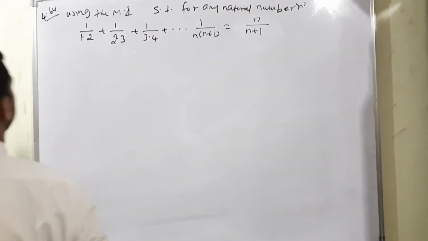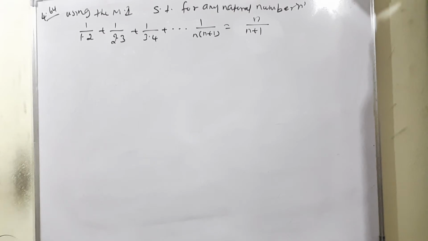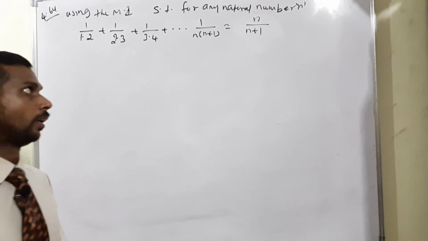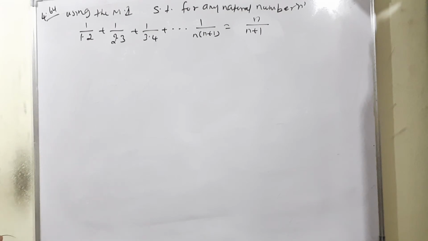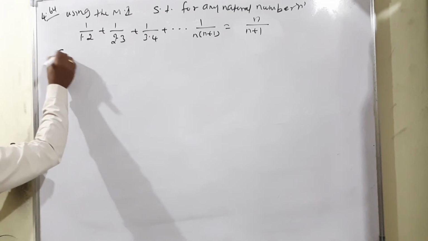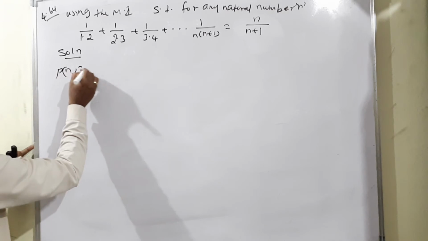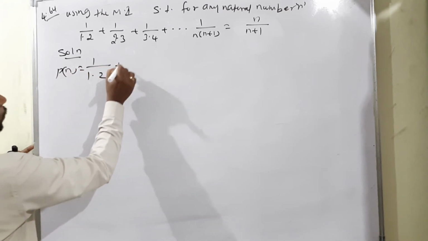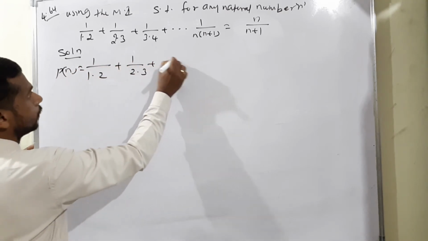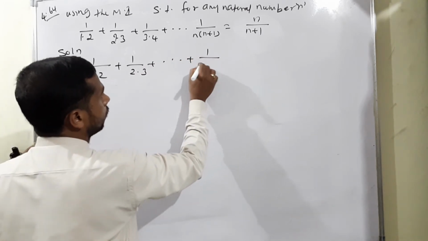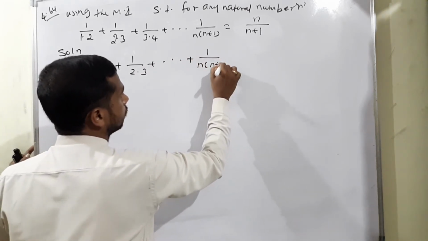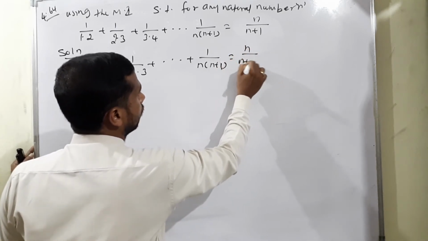Moving to 4.64. Using mathematical induction, show that for any natural number n, 1 by 1 into 2 plus 1 by 2 into 3 plus 1 by 3 into 4 plus dot dot dot plus 1 by n into n plus 1 is equal to n by n plus 1. So solution: the first step what we have to do is consider P of n first. P of n is equal to 1 by 1 into 2 plus 1 by 2 into 3 plus dot dot dot plus 1 by n into n plus 1 is equal to n by n plus 1.